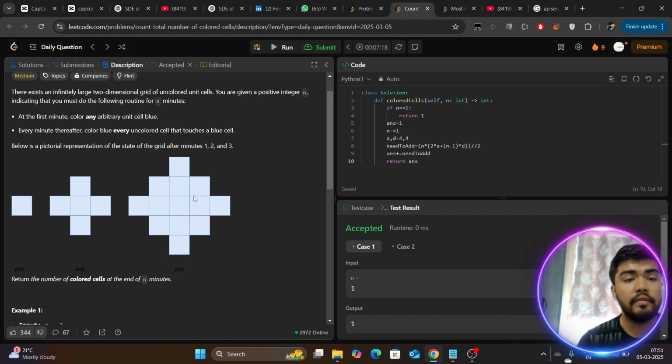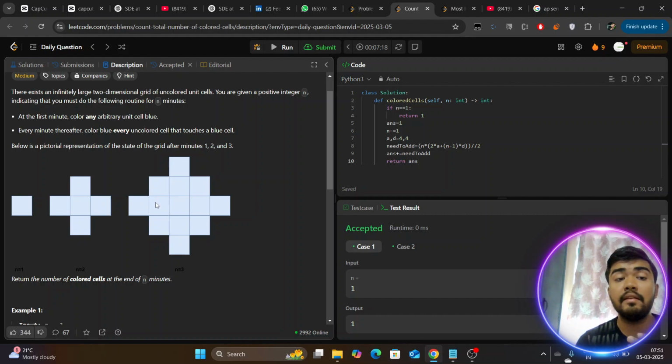There is a pictorial view they have provided. At the very first minute, the user has arbitrarily colored a particular cell, and for the very next minute they can select the touching cells: the upper, the left, the right, and the below one. So at the next minute these four cells are colored blue.